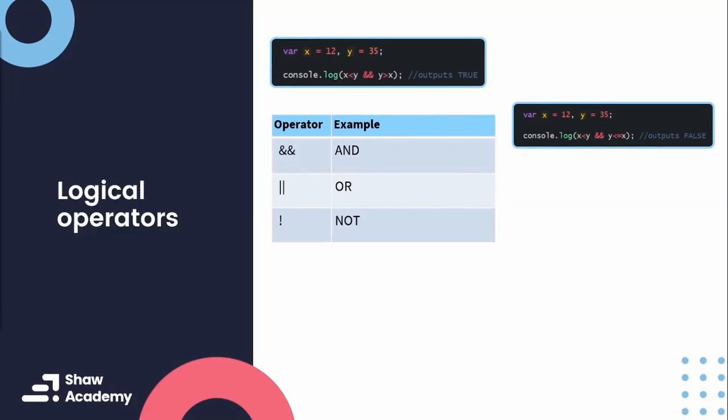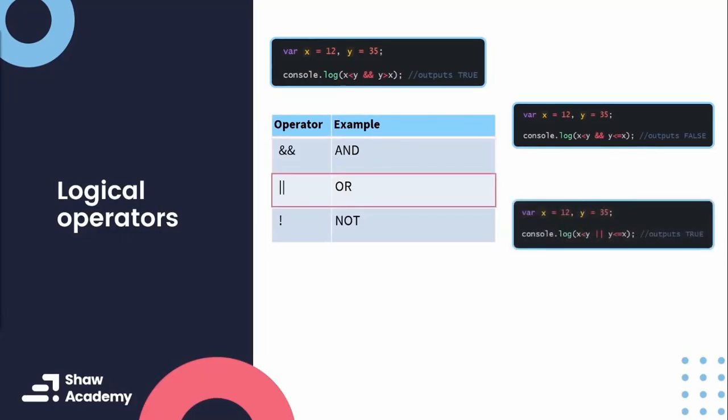Now if we move on to or, this works differently. We've got the variable x again, we've got the variable y with the exact same values assigned to it, and we are asking the question, is x less than y or is y less than or equal to x? Only one of these conditions is true, and that's the first one, therefore we get a result of true.